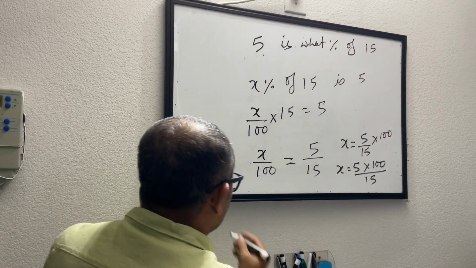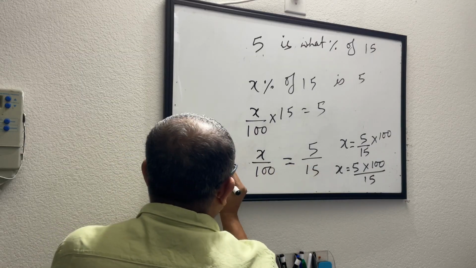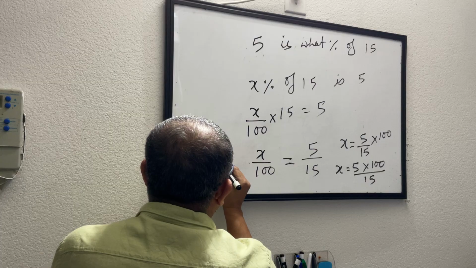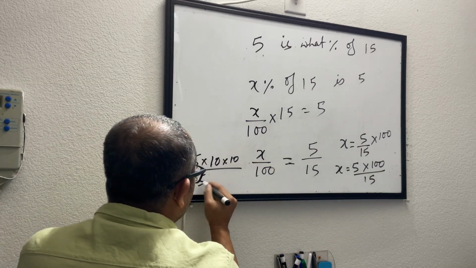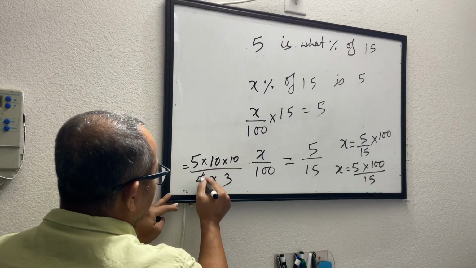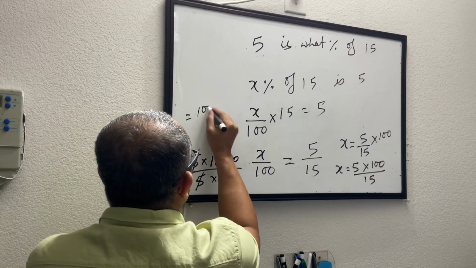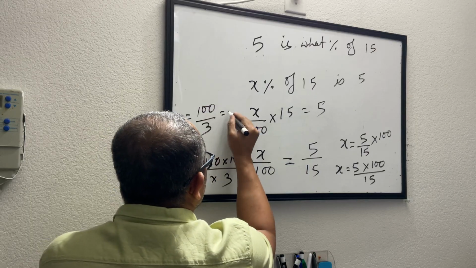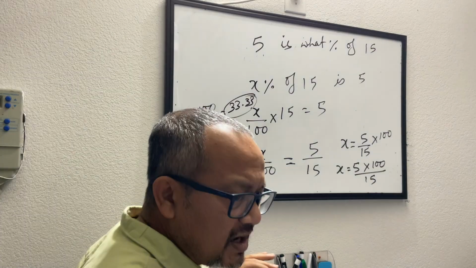Now let's break it down. So it becomes 5 into 100. 100 you can say 10 into 10, let's say. And then you have 15 here, which is 5 into 3. This 5 and this 5 cancel. What you're left with is 100 by 3, which translates into 33.33, whatever. Is that okay?